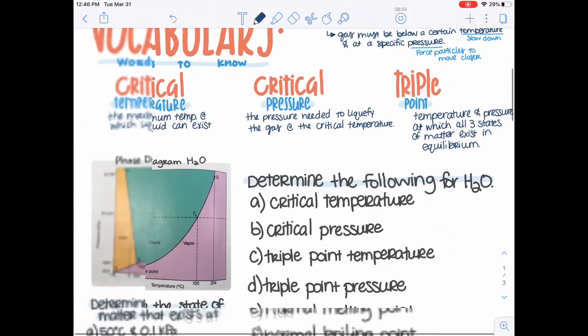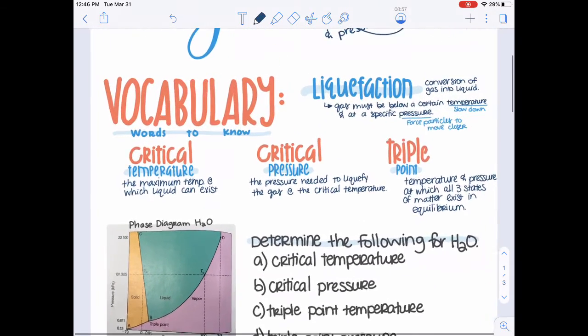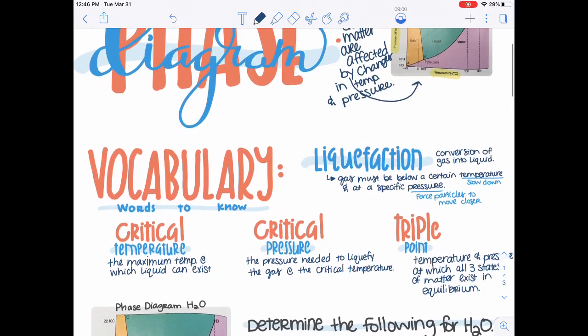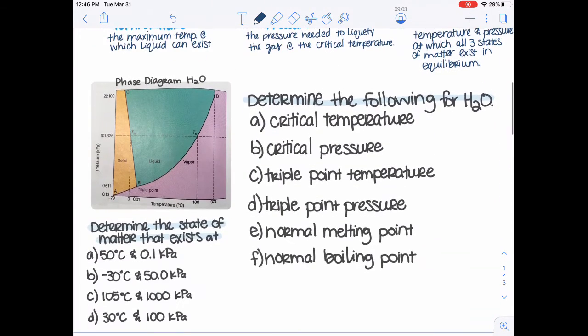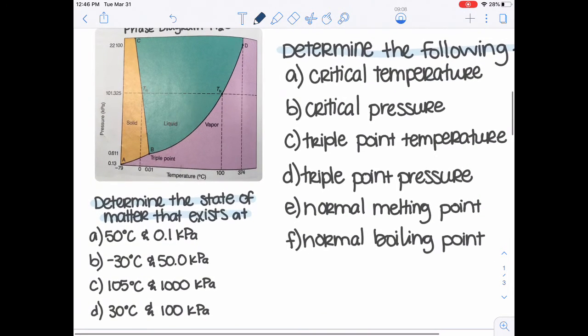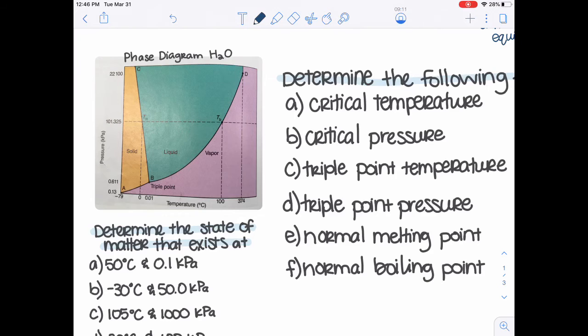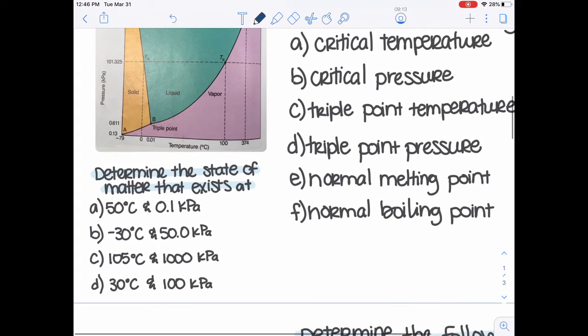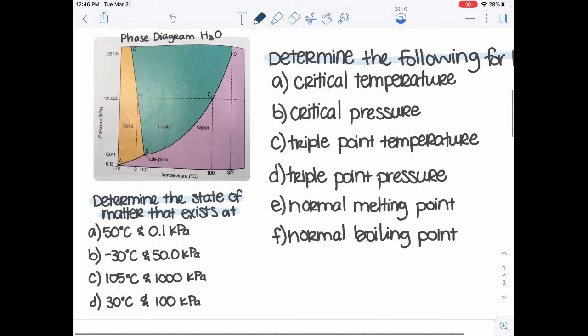Triple point. Okay, I feel like the best way to know what all these things mean is to really analyze a phase diagram. So we're going to start with the phase diagram of water, which is pictured here. It's the same one that's up above, and we're going to answer these questions. I'm going to start with the ones down here, just seeing if we can simply read that diagram. So determine the state of matter that exists at 50 degrees Celsius and 0.1 kilopascals.